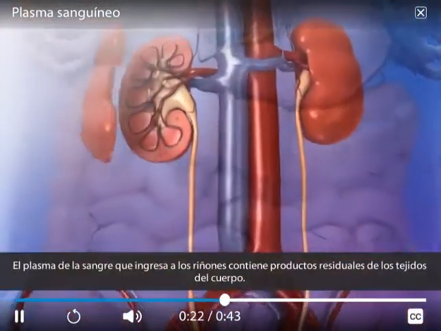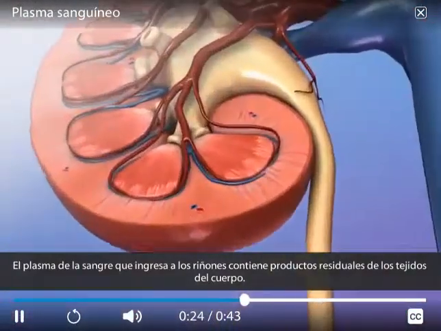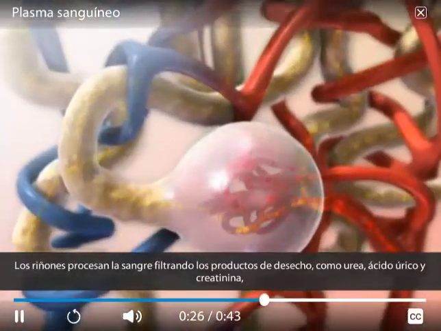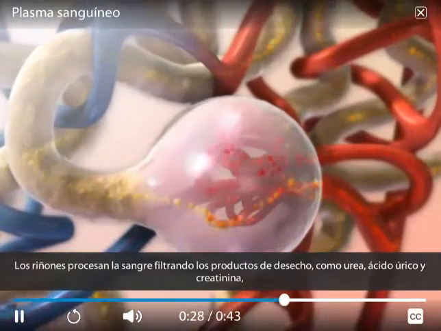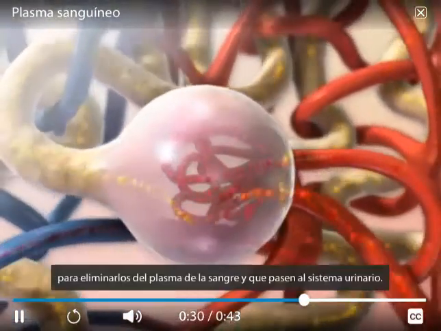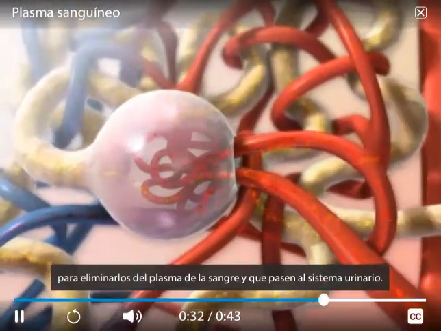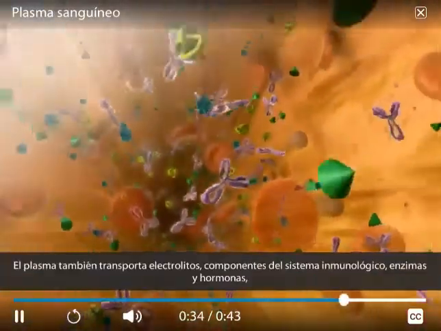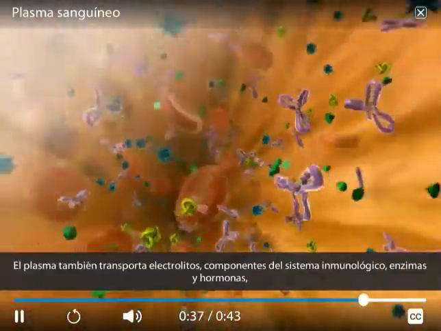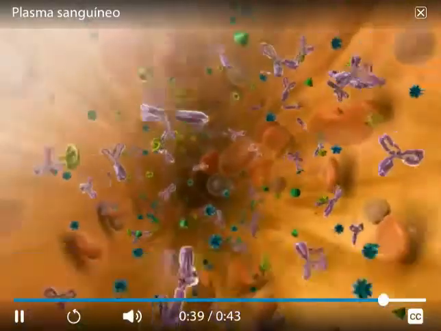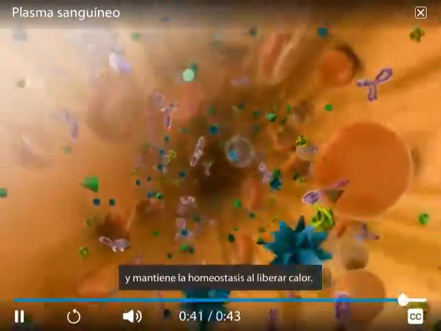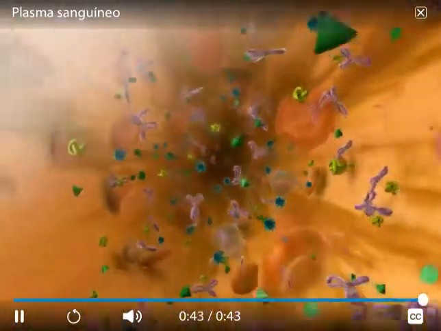In the plasma of the blood that enters the kidneys are waste products from body tissue. The kidneys process blood by filtering waste products such as urea, uric acid, and creatinine out of the blood plasma and into the urinary system. Plasma also transports electrolytes, components of the immune system, enzymes, and hormones, and it maintains homeostasis by releasing heat.